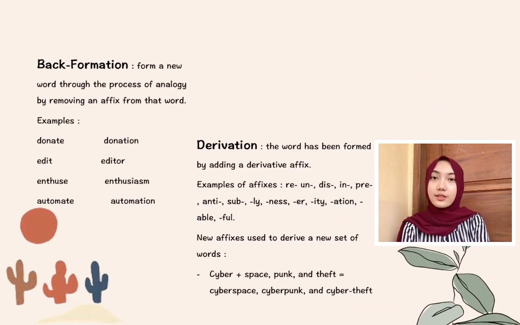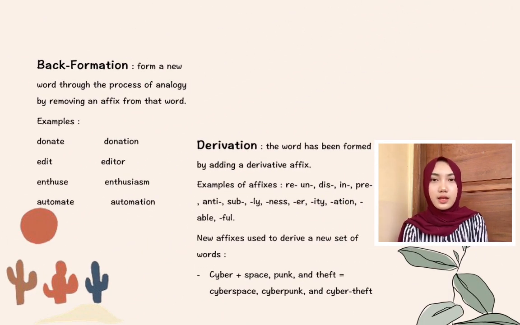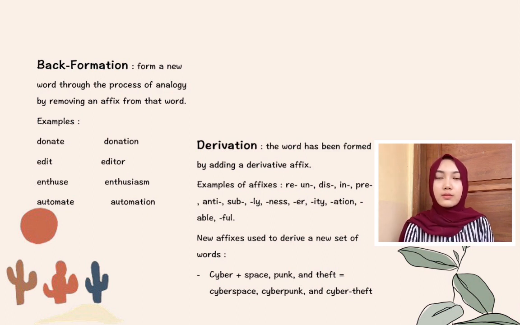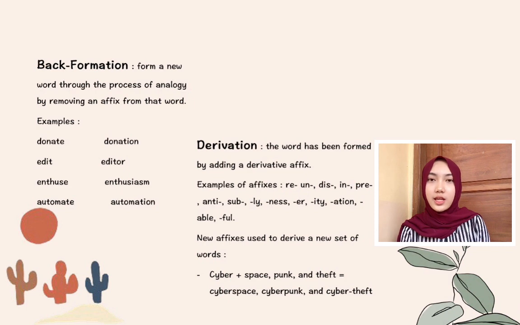And the next is derivation. We say that a word has been formed by derivation if that word has been formed by adding a derivational affix. Numerous affixes in English can be used in this productive way. Some of them are as follows: re, un, dis, in, pre, anti, sub, less, ness, ity, ation, able, and full.